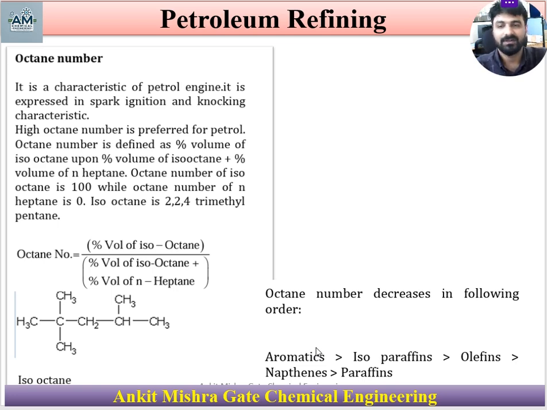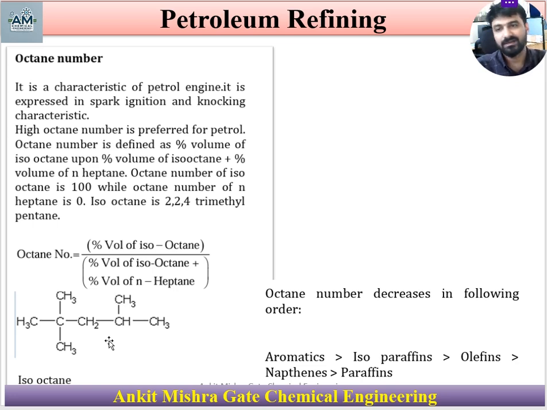octane number. This is a very important characteristic of the petrol engine, and it is expressed in terms of spark ignition and knocking characteristics, right? So a higher octane number is preferable for petrol, and the octane number is defined as the percentage volume of isooctane divided by isooctane plus n-octane. So this is the percentage volume. In questions they can give you the volume of a mixture of isooctane and n-octane, and from there you can calculate the value of isooctane.